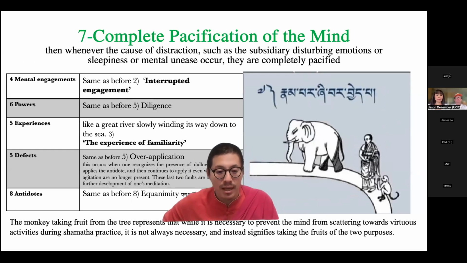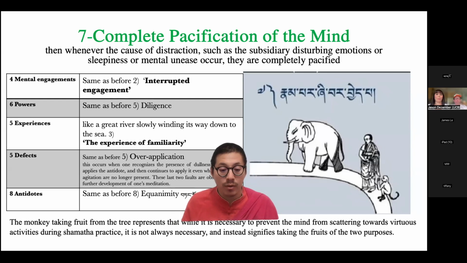Now the next one, the seventh, is the complete pacification of the mind. Here, whenever the causes of distraction, such as subsidiary disturbing emotions, sleepiness or mental unease, occur, they are completely pacified at this stage through all the past antidotes and powers of shamatha.